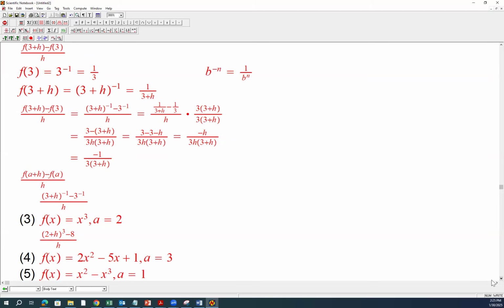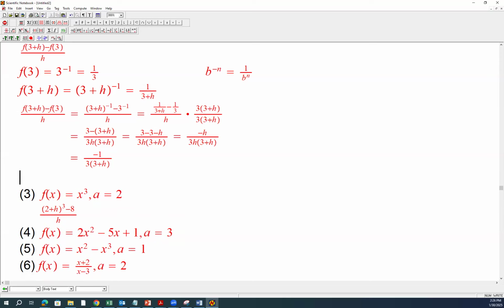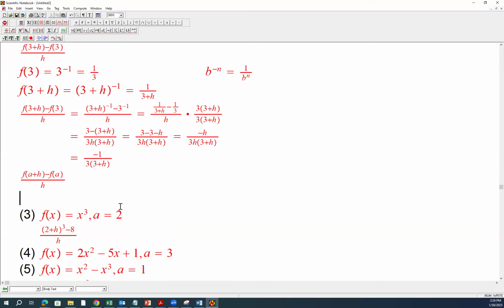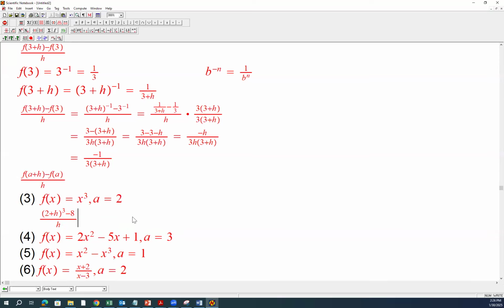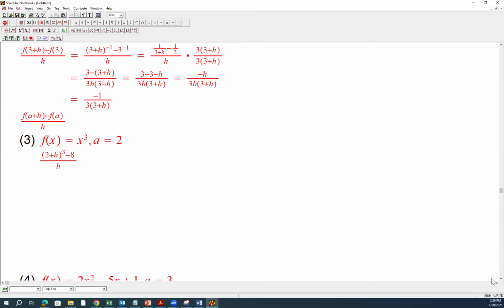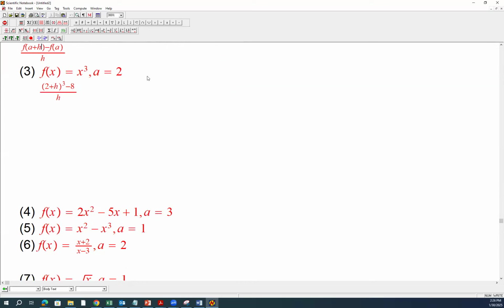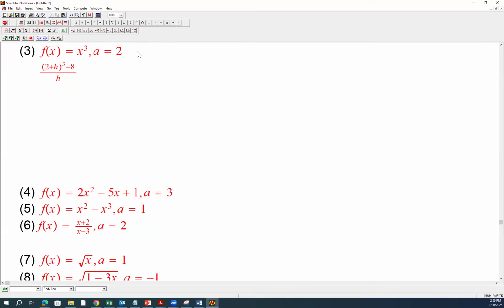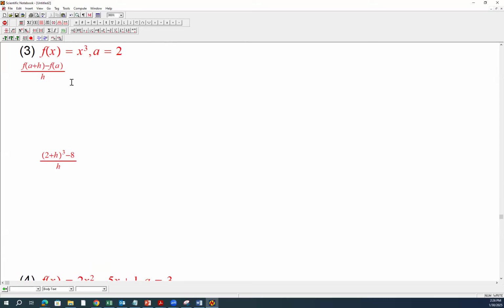Let's look at the third one. We don't want this one. Okay. Let's look at the third one. We have this expression to work with. Okay. And a is 2, so this is a 2 plus h, 2, f of 2. And so we're going to plug in, right? So let's see what we get.